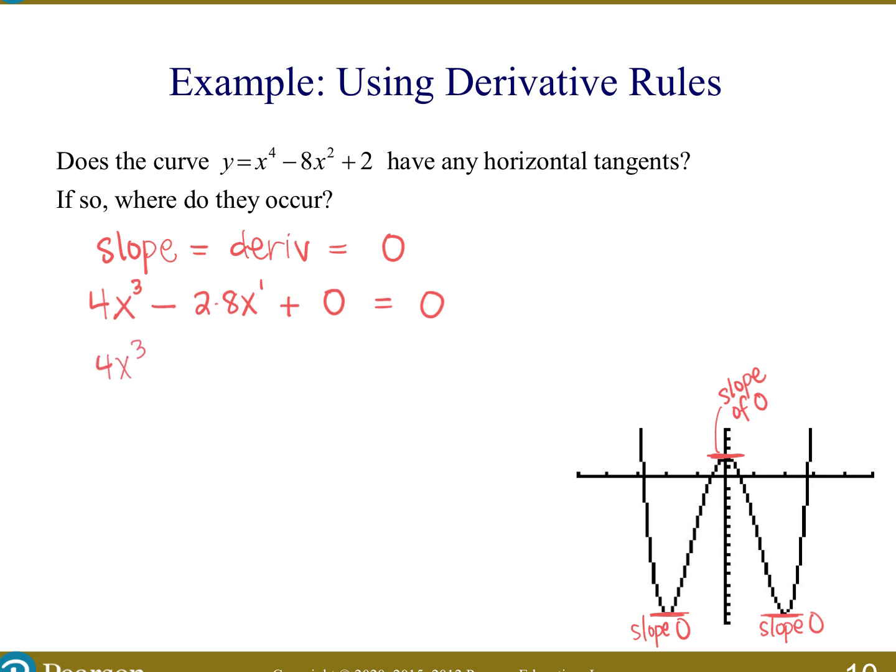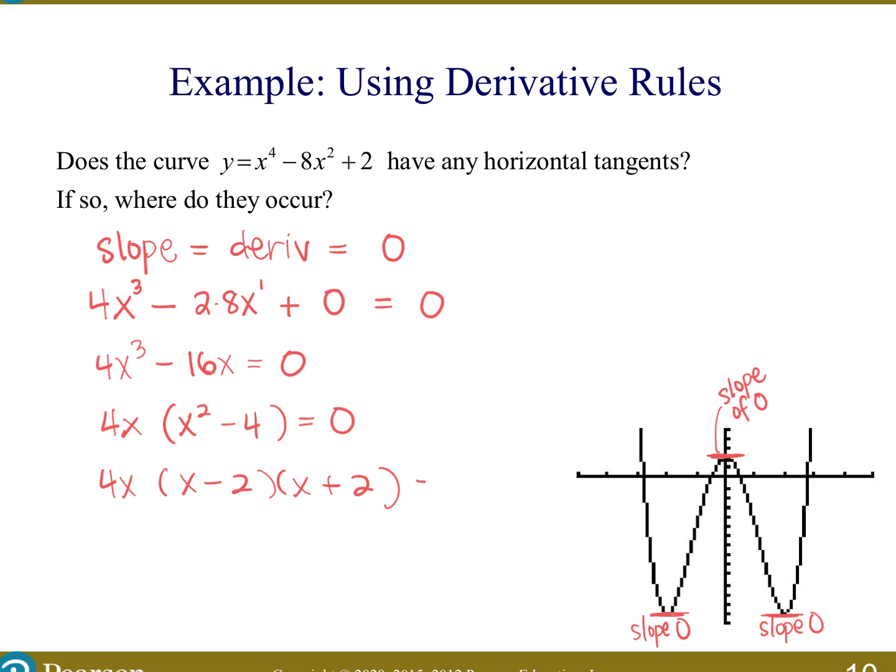So 4x cubed minus 16x equals 0, and I can factor something out of that. I can factor a 4 and an x out of that expression, leaving me with x squared minus 4. And I can factor that further into x minus 2 and x plus 2. And because that is equal to 0, each of the factored pieces will produce a result for me. So my solutions for x are 0 and 2 and negative 2. And those are the places on my graph where 3 times I have a horizontal tangent of 0.